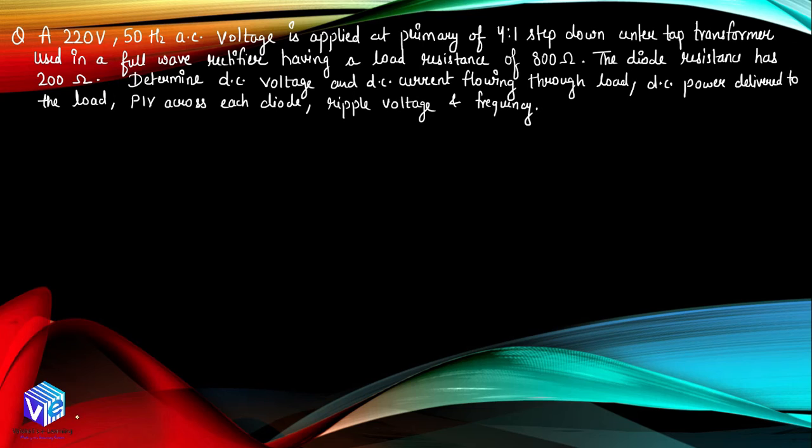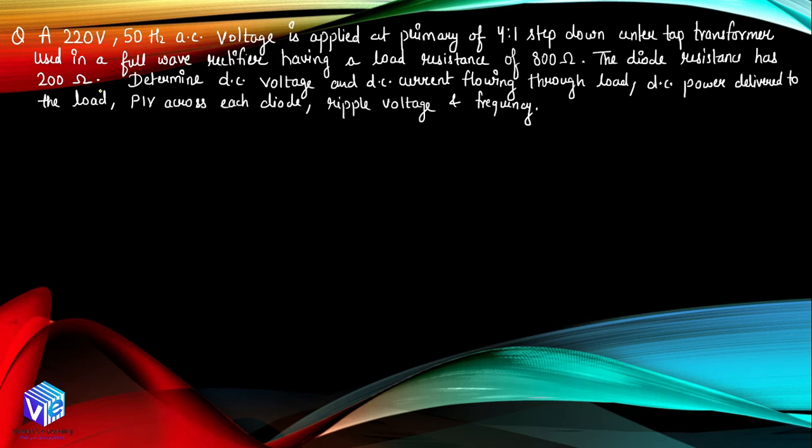Now moving on to the next question for the day. Here it is stated: a 220 volt 50 hertz AC voltage is applied at the primary of a 4:1 step down center tap transformer used in a full wave rectifier having a load resistance of 800 ohm. If the diode resistance has a value of 200 ohm, determine the DC voltage across the load, DC current flowing through the load, DC power delivered to the load, PIV across each diode, and ripple voltage and its frequency. So we have to find out a lot of parameters over here. Let's start our discussion with the things which are given.